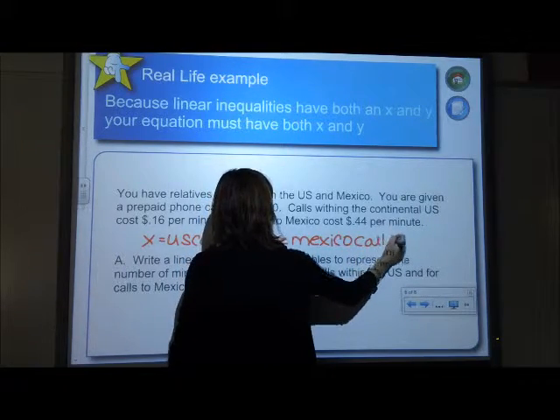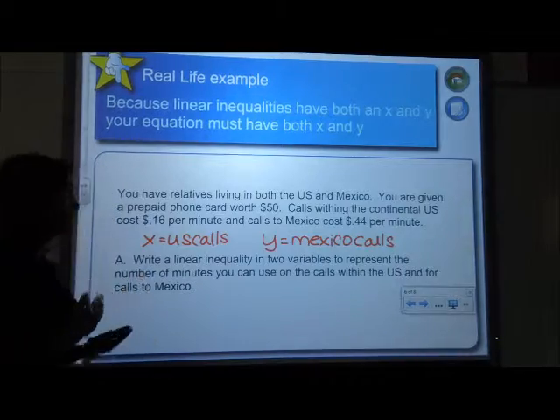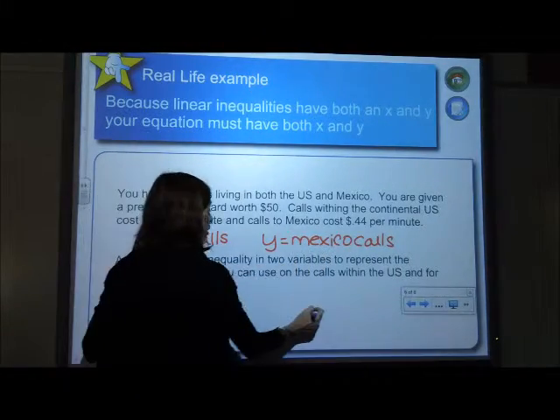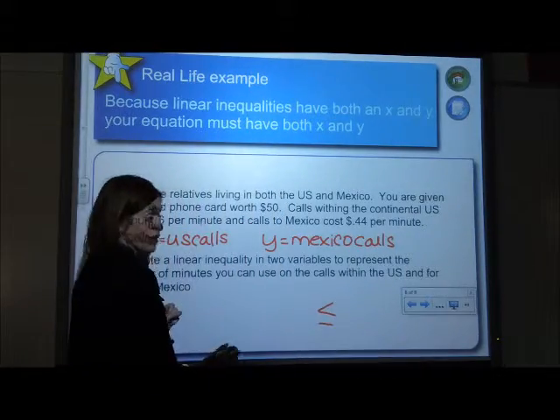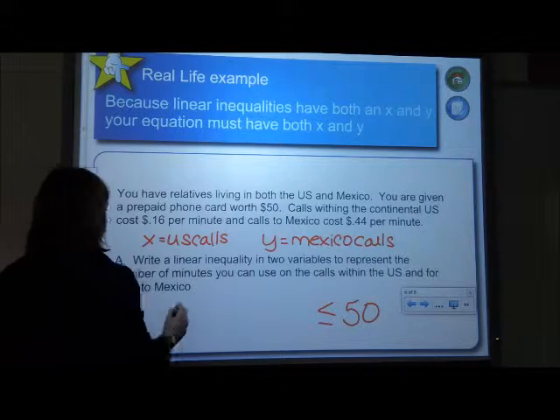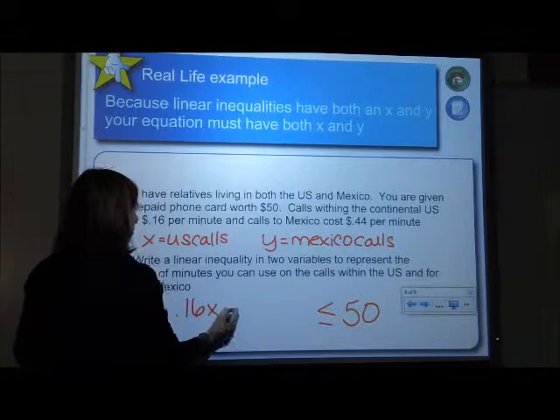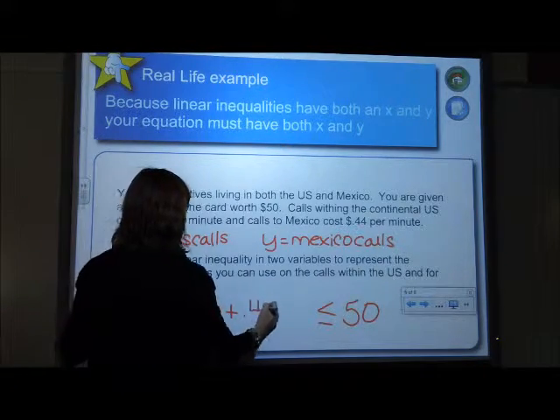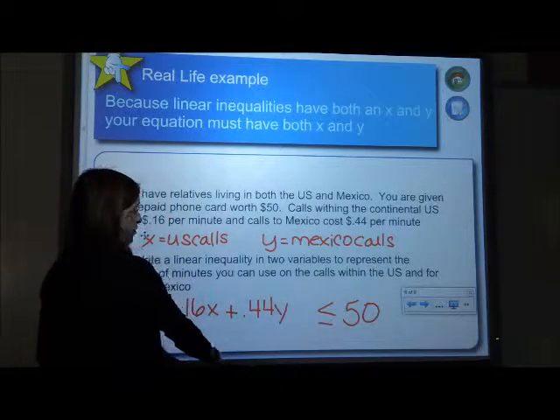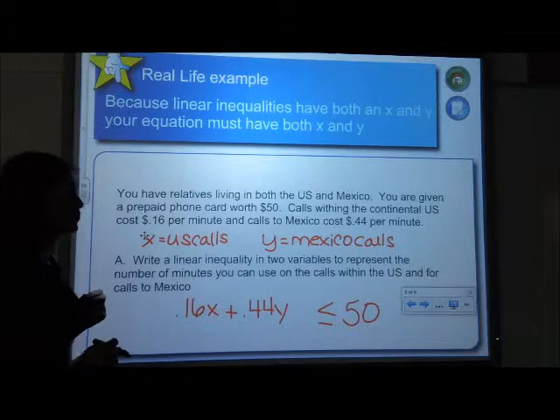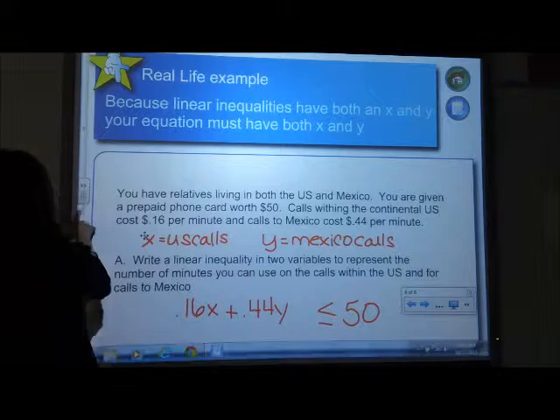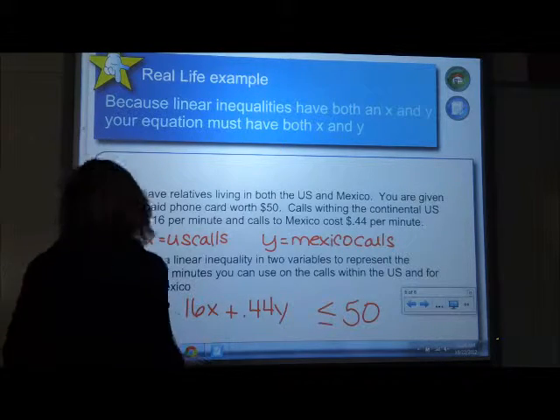So if we know that our phone card maxes out at $50, that means that between the 2 types of calls, they have to be less than or equal to $50. So we're going to say that 0.16x plus 0.44y is less than or equal to $50. All right, so then it says solve it.